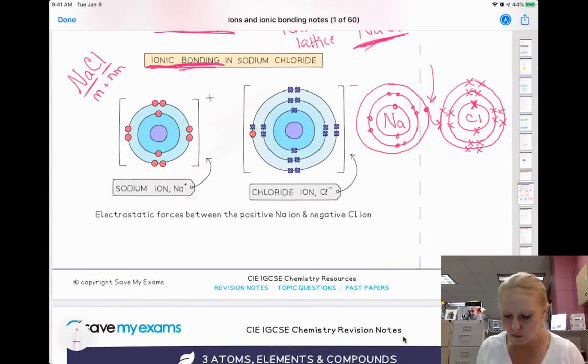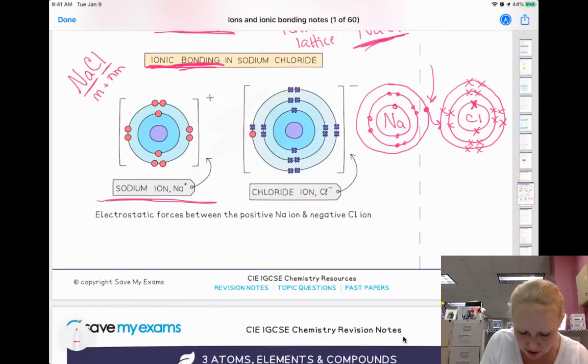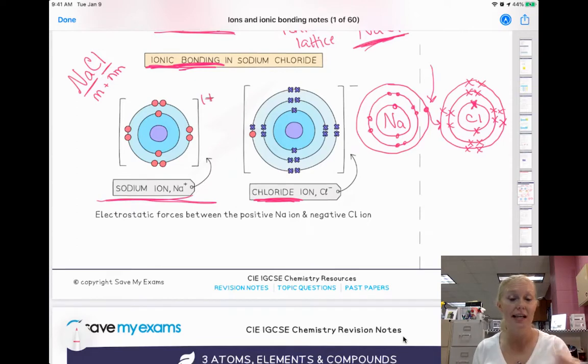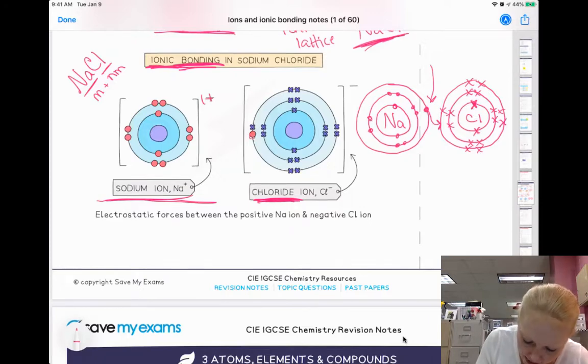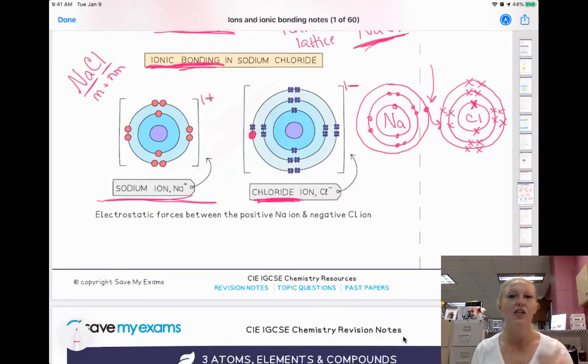So now, once that electron has been given, I get my sodium ion, and notice it has the 1 plus charge because it gave away its 1 electron. And now I have my chloride ion. Remember, nonmetals change their ending to IDE when they become an ion. So it's a chloride ion instead of chlorine. And here's the dot to represent the electron that it took from sodium. And now it has a 1 minus charge because it gained 1 single electron.